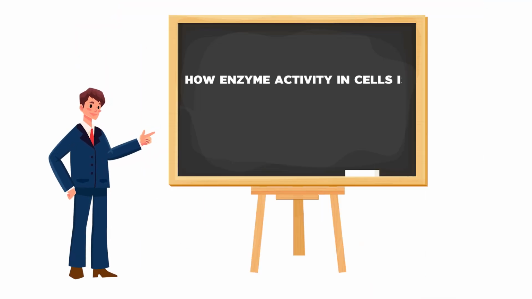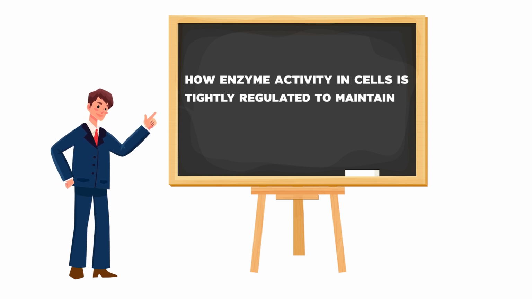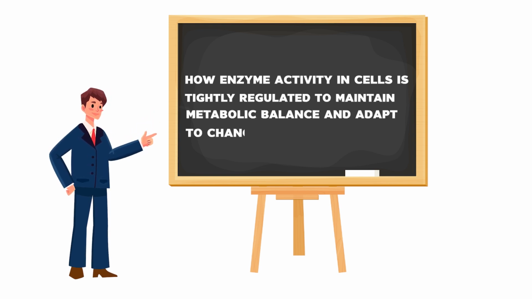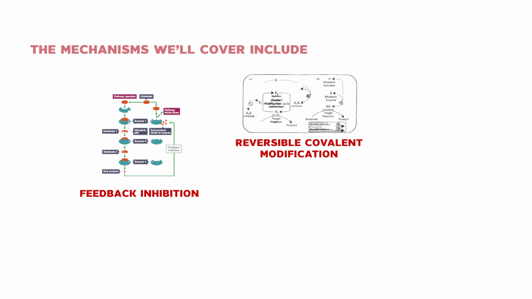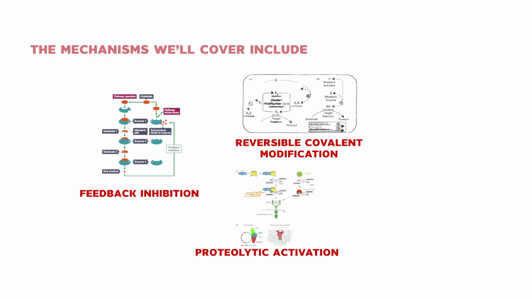Welcome. In this video, we're exploring how enzyme activity in cells is tightly regulated to maintain metabolic balance and adapt to changes in the environment. The mechanisms we'll cover include feedback inhibition, reversible covalent modification, proteolytic activation, and the use of zymogens.